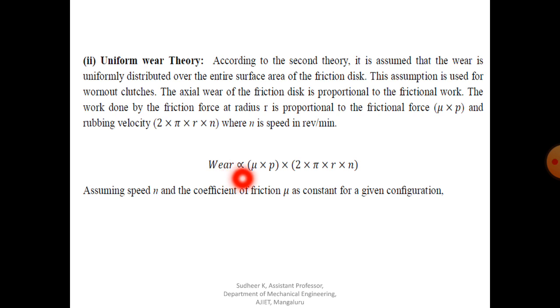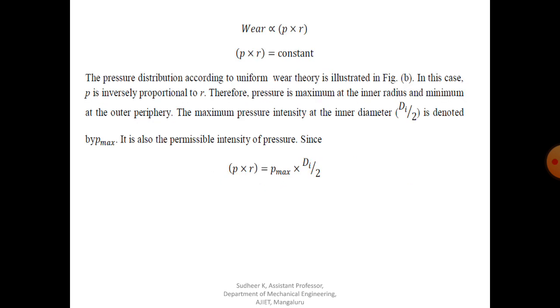So the wear is directly proportional to mu into p, and mu into p is nothing but the frictional force, and 2 pi r n is nothing but the rubbing velocity. Assuming n and the coefficient of friction mu as constant for the given configuration, you can bring them outside, and here p and r are variable, so that is nothing but the uniform wear condition. Therefore wear is directly proportional to p r, and p r is equal to a constant.